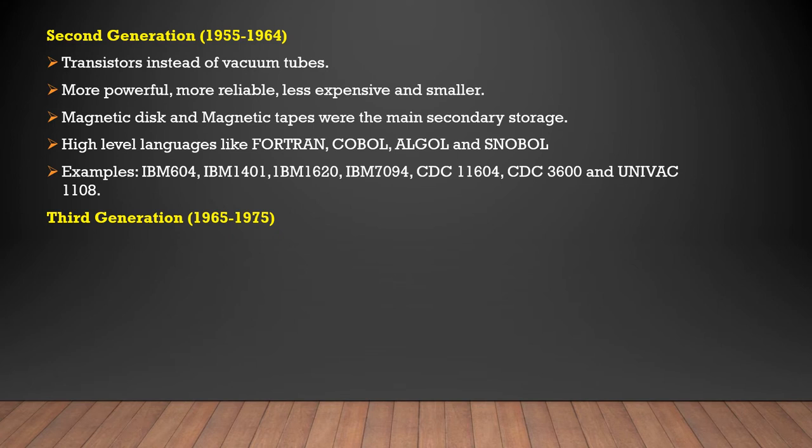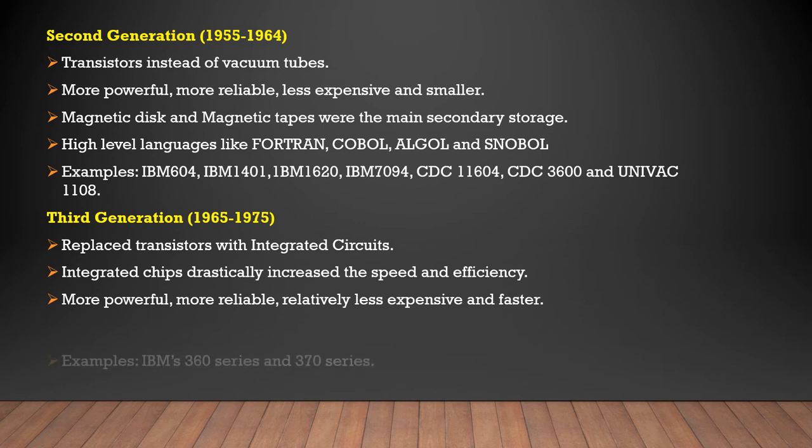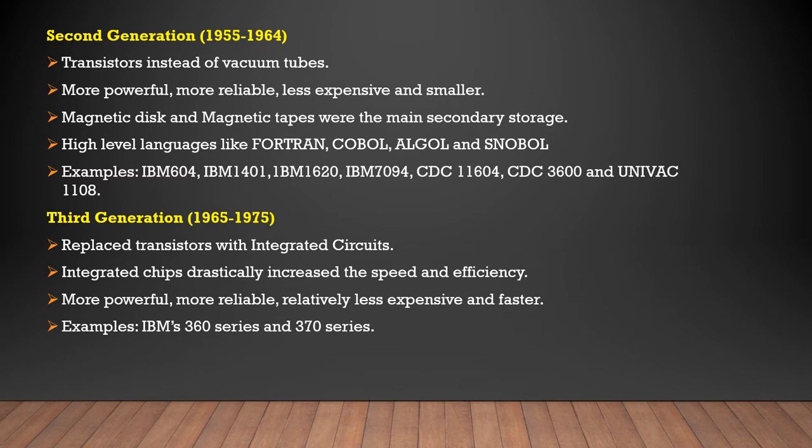It started in 1965 and ended in 1975. The third generation computers replaced transistors with integrated circuits, which is known as chip. The integrated chips drastically increased the speed and efficiency of computers. The third generation computers were more powerful, more reliable, relatively less expensive and faster. IBM's 360 series and 370 series computers are the examples of third generation computers.